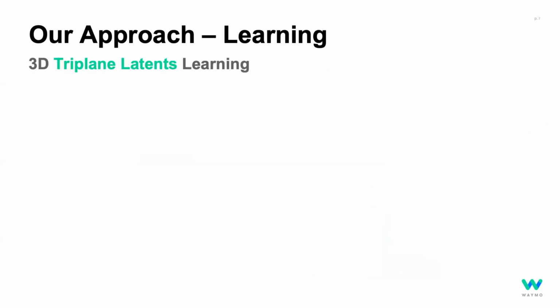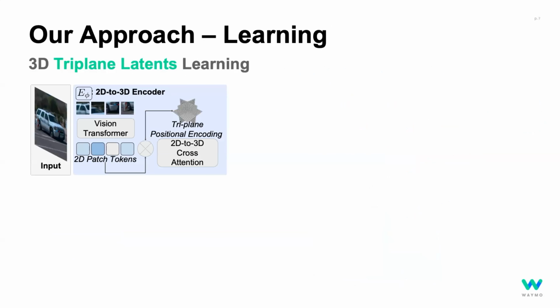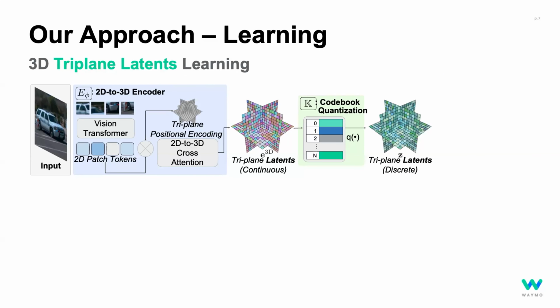The first stage is just the feature learning. Given an input image, we use a ViT encoder to extract the 2D patch tokens. And thanks to Philip, we use cross attention to associate each of the 2D tokens with the 3D space. It's a low-dimensional 3D space. Once we have this triplane latent in the 3D space, we also apply an additional quantization step to convert the continuous variable into discrete tokens. This is for the second stage training, which I will cover later.